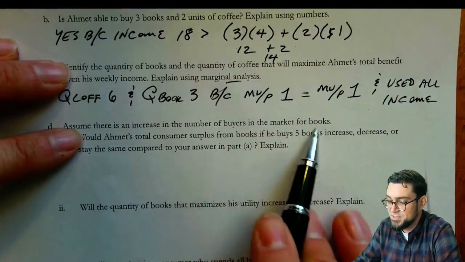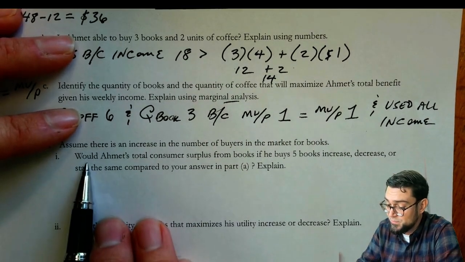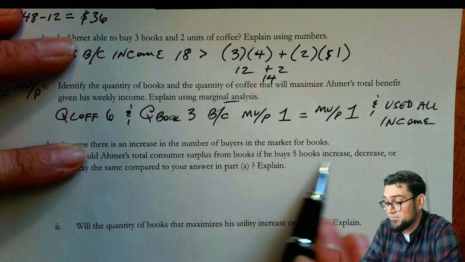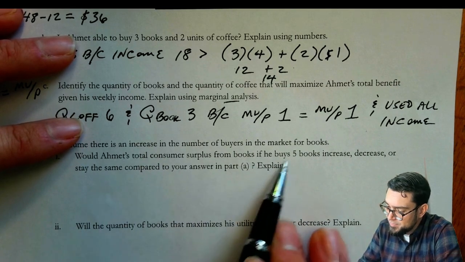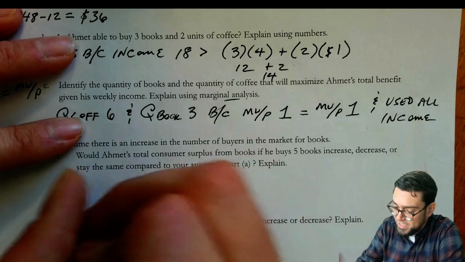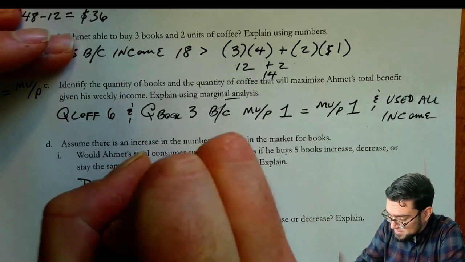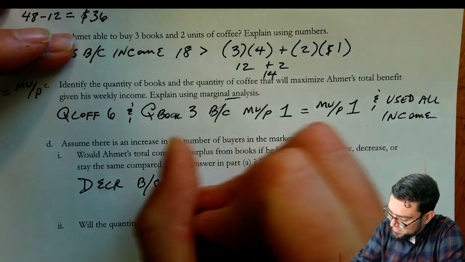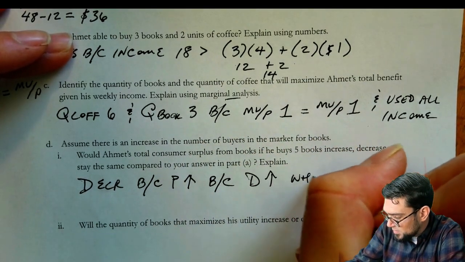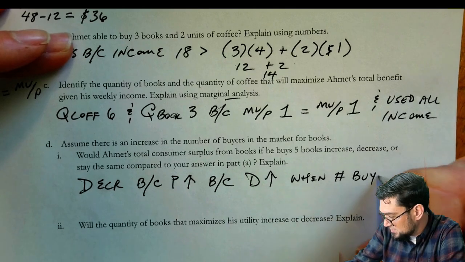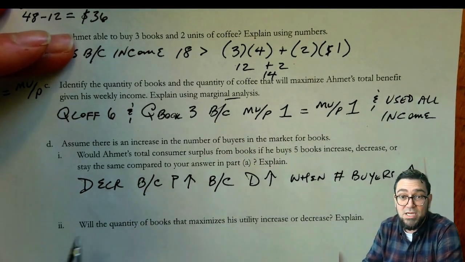Assume there's an increase in the number of buyers in the market for books. Well, we know that's going to be an increase in demand, and we also have some other assumptions we can make from that. What is total consumer surplus from books if he buys 5 books? Increase, decrease, or stay the same, compared to my answer in part A? Let's think about 5 books. The increase in the number of buyers is going to increase the price, and so his consumer surplus is going to decrease. So we're going to say decrease, because the price increased because demand increased when the number of buyers increased. It's going to be less because the price is simply higher at that point.